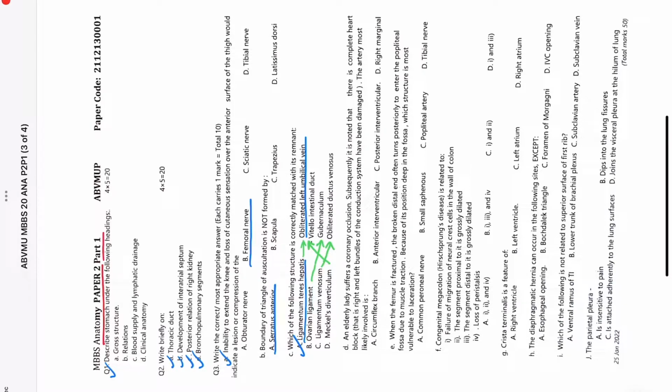Because they're mentioning that both right and left bundles have been damaged. And the right and left bundles arise from the AV node through the bundle of His. So the summary of this question is: what is the arterial supply of the AV node? The options are circumflex branch, anterior interventricular artery, posterior interventricular artery, and right marginal artery.